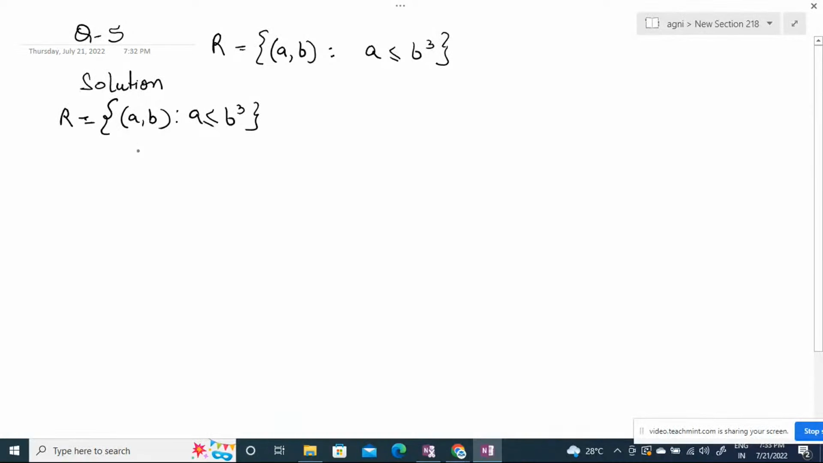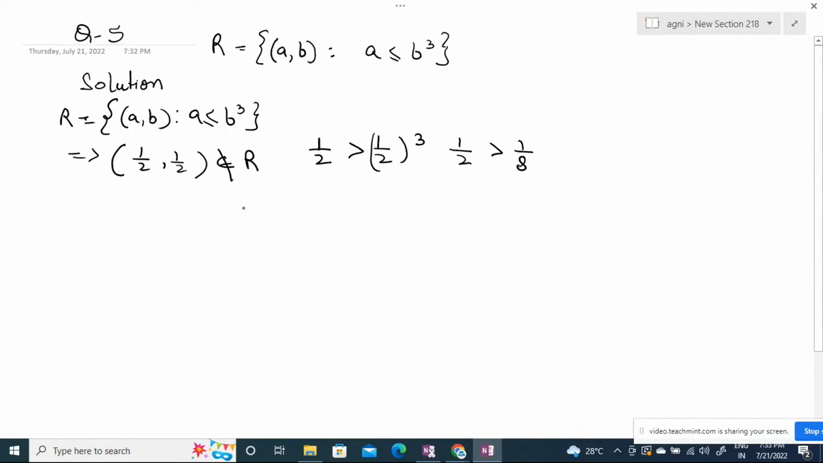Now for this, if we take a case, if we take an ordered pair like (1/2, 1/2), which belongs to the real numbers, then from here we can see that 1/2 must be greater than (1/2) cubed. That is 1/2, which is greater than 1/8. So if we take the same case, then it is not reflexive.